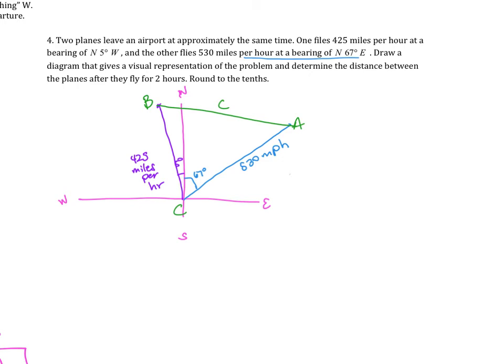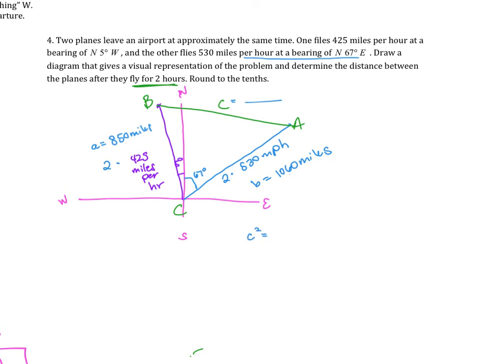So we need to look at a couple things. It says the distance between the planes after they fly for 2 hours. Now we know they fly at a rate of 425 miles per hour for one and 530 for the other, and so we're going to have to multiply by 2 first in order to find each of these lengths for A and B. So A is going to be 2 times 425, which is 850 miles. And then B, that'll be 1,060 miles. And so we have side, angle, side. We could use the law of cosines for this problem. We need to find distance c here.